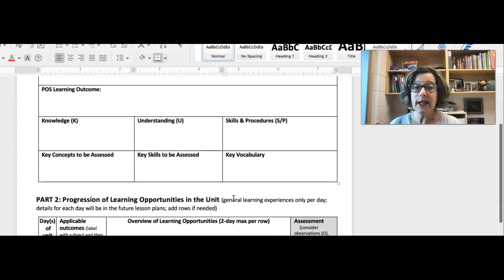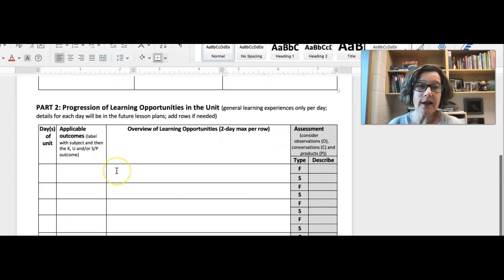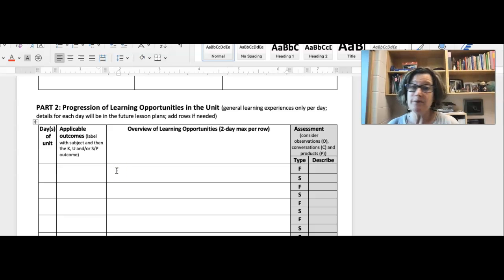And then it's basically your progression of learning opportunities. Again, this is not a lesson plan. You don't need details. I know they will be going through examples, but you may say, if you're doing Reader's Theater, introduce Reader's Theater. Introduce the text. Talk about how to express in a very expressive and dramatic way. That might be what you have in this first box. And that may be for 1 or 2 days.